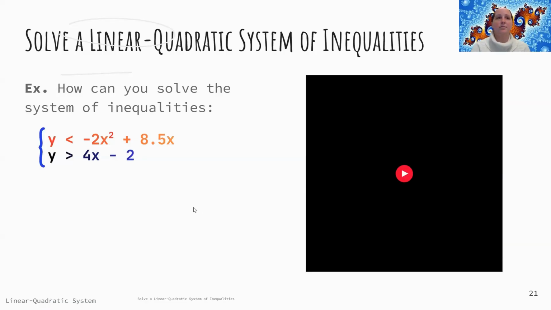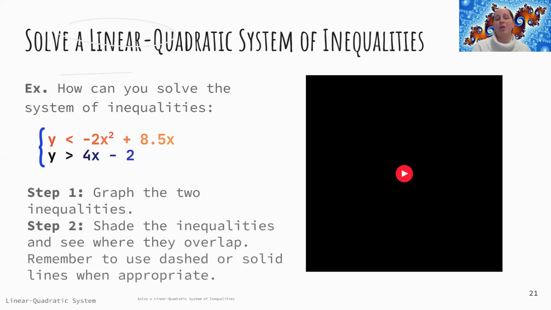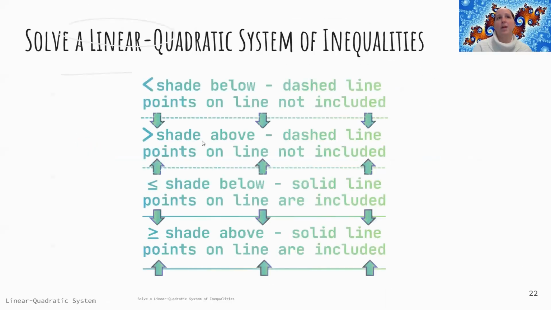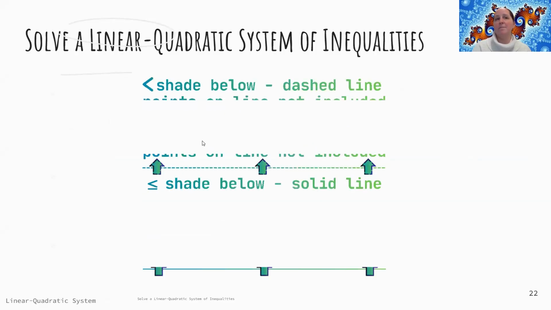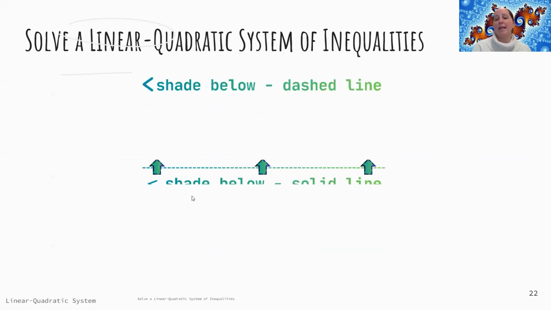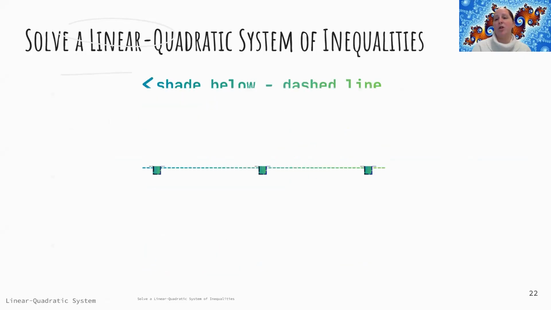So again, I graph the two inequalities, I shade the inequalities and see where they overlap, and I remember to use dashed or solid lines when appropriate. In this case, I have less than and greater than symbols. I use dashed lines for both because there's no equal sign underneath them. So again, less than, I shade below, and it's a dashed line. Greater than, I shade above, and it's a dashed line. Less than or equal to, I shade below, and it's a solid line. And greater than or equal to, I shade above, and it's also a solid line.